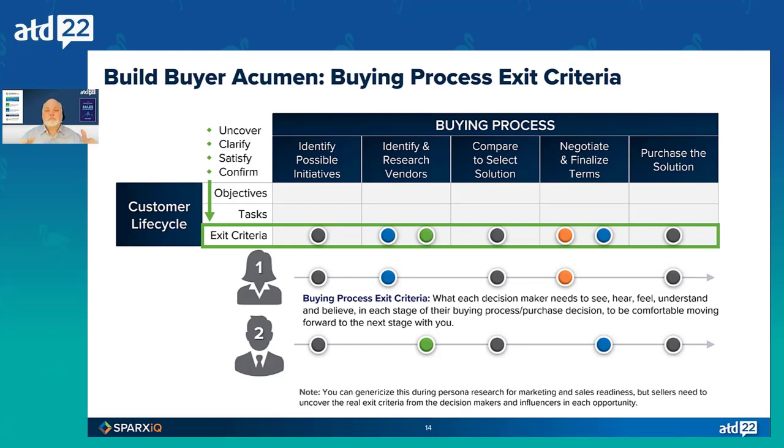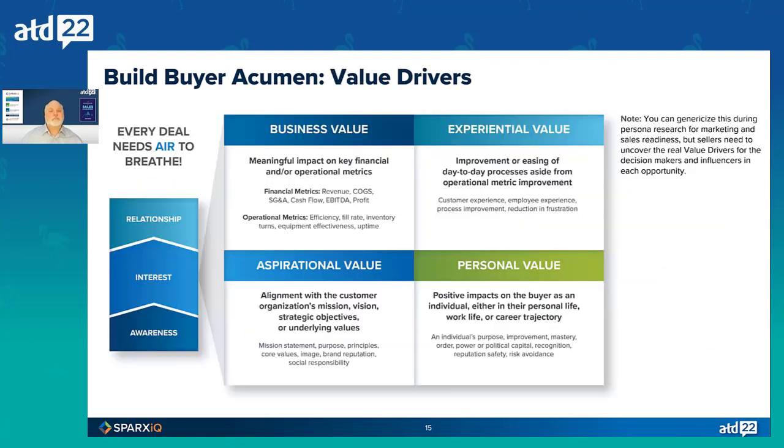Suddenly, that's a lot of work understanding their various exit criteria, but it does allow you and your sellers to stop selling by superstition. In other words, to stop doing the same thing over and over and over and expecting a different result, which Einstein called insanity. This is what's powerful about the concept of buying process exit criteria.